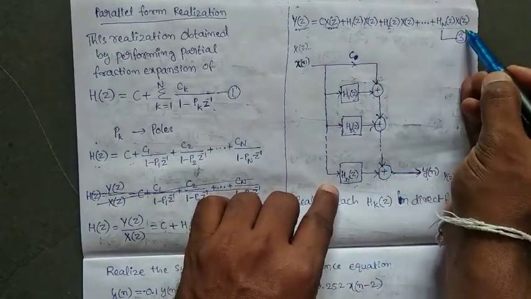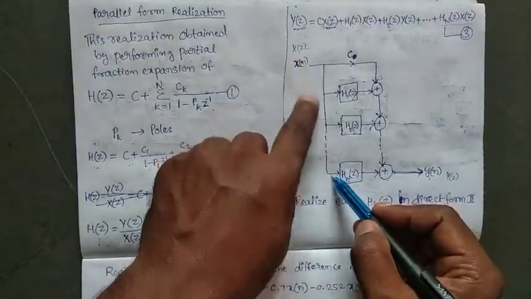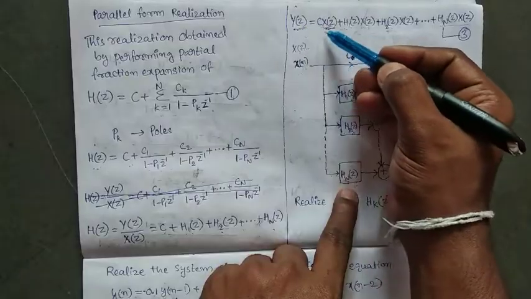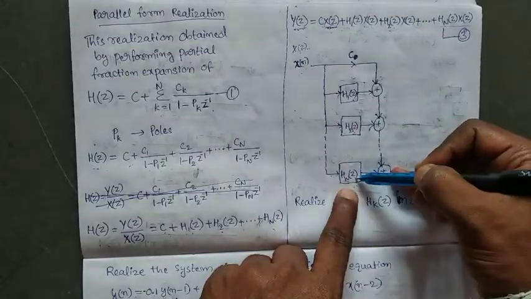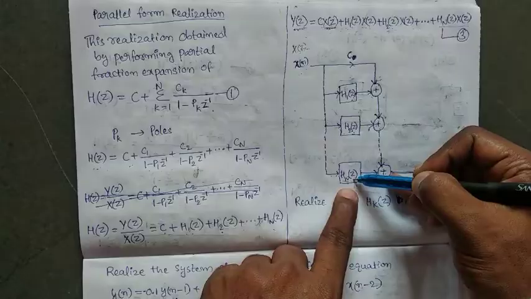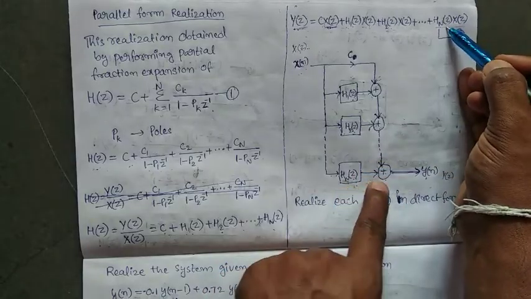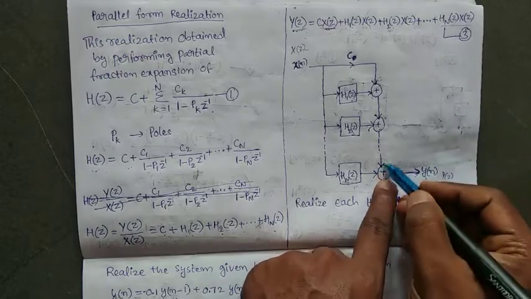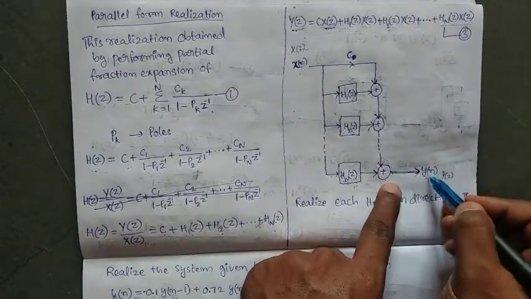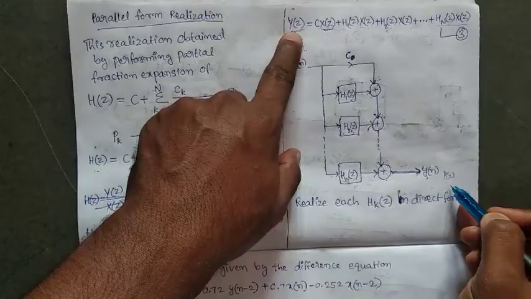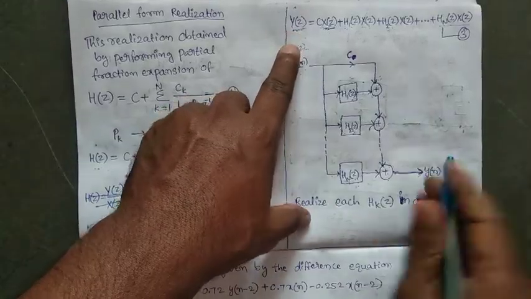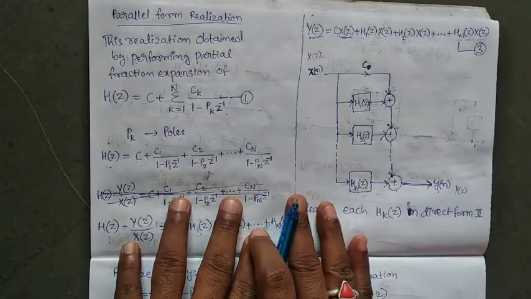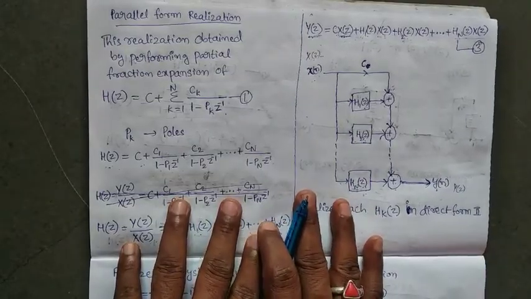At last we add the term where X(z) is multiplied with HN(z), and it is added with the previous terms. This produces the output sequence Y(z), or y(n). This is the parallel form realization of an IIR digital filter.